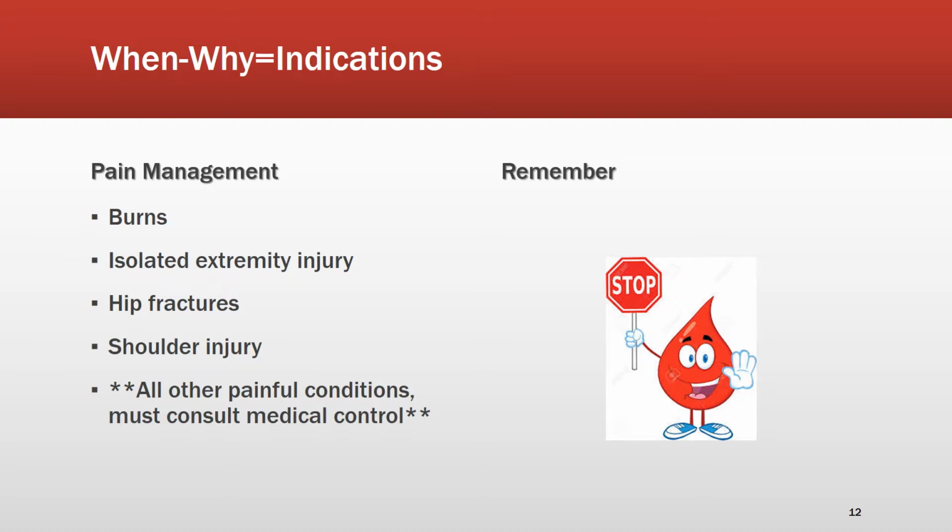So some of the indications, the when and the whys of pain management. So per protocols, and again agency specific or region specific, indicated for burns, isolated extremity injuries, obvious fractures, hip fractures, and shoulder injuries should be considered extremity injuries. And then for all other painful conditions, you got to consult medical control for the fentanyl. That's due to change, but as the protocol is written right now, that's how it is, so keep that in mind.